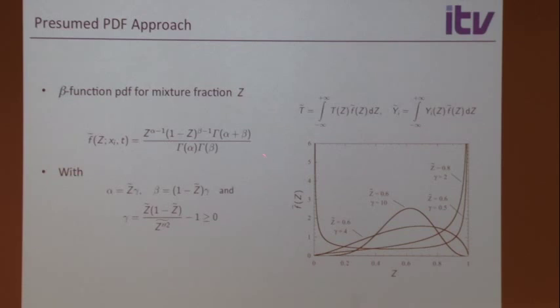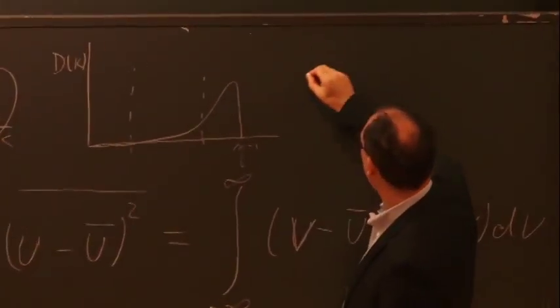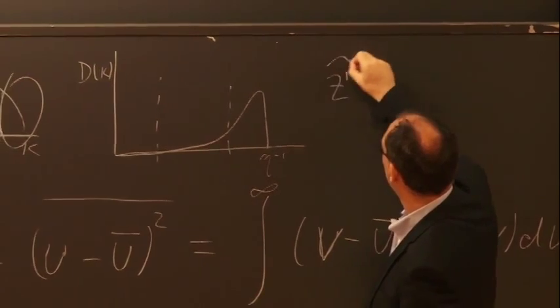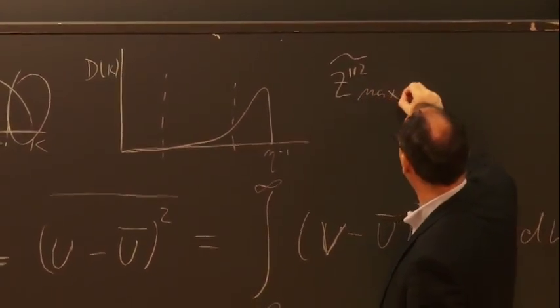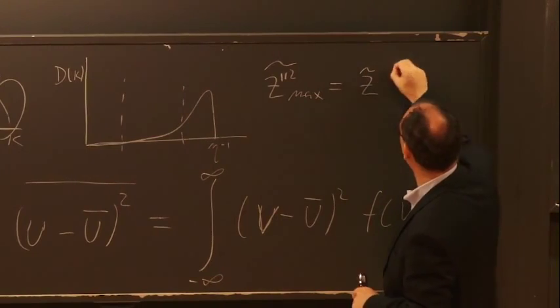Okay, so this is how the beta function looks like. It has these alpha and beta parameters, and it has this gamma function. If you want to evaluate the gamma function, you have it in the libraries on your computer. Alpha and beta, you see they depend on the mean and on the variance. And the variance here is the maximum possible variance, that is always equal to z times 1 minus z.